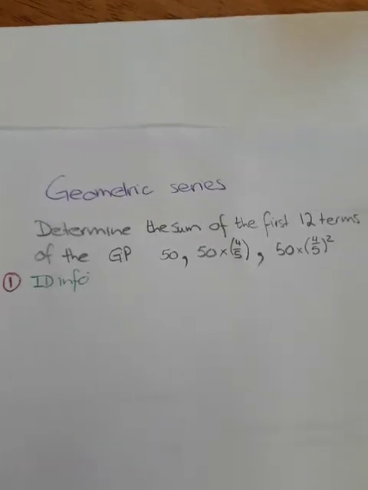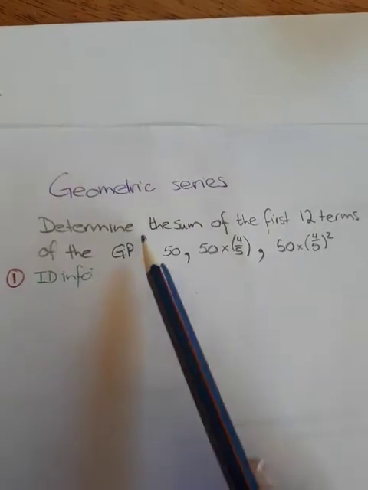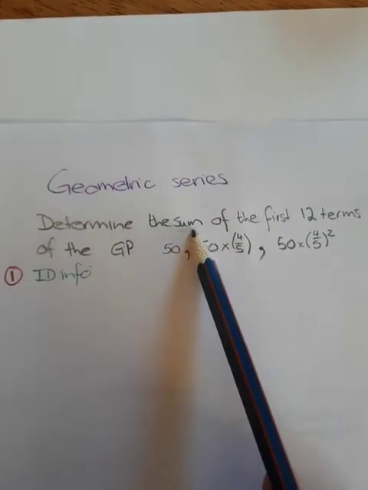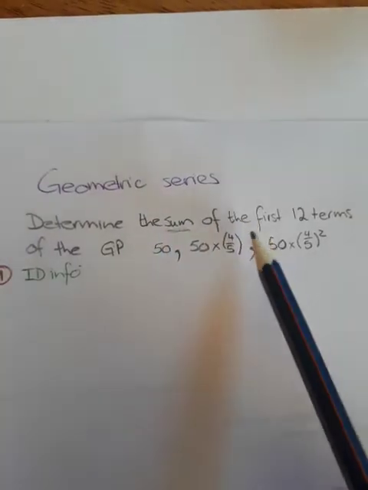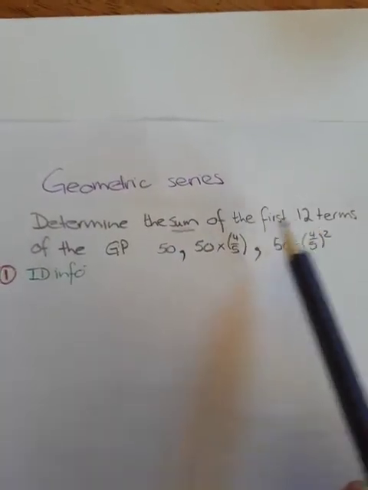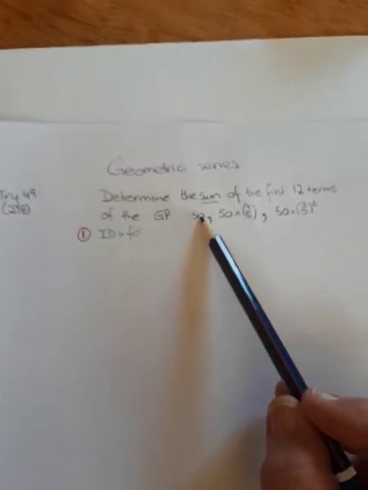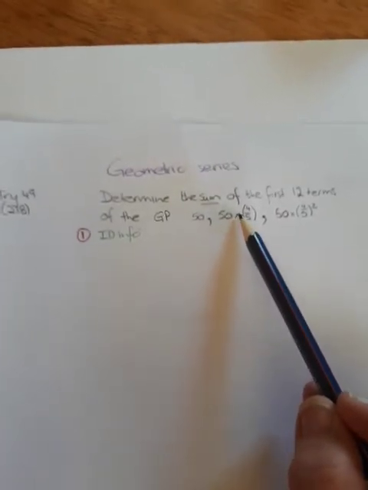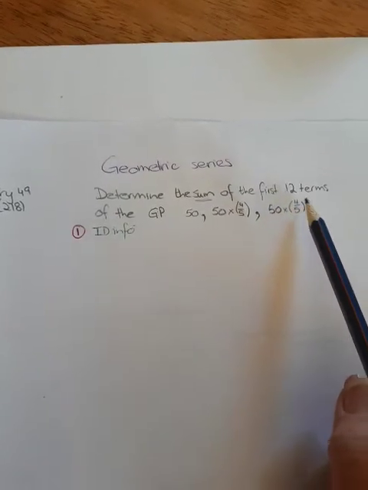This is an example of a geometric series. They're saying that you must determine the sum. So from that you can already see that it is a series of the first 12 terms of the GP, 50, 50 times 4/5, 50 times 4/5 squared.